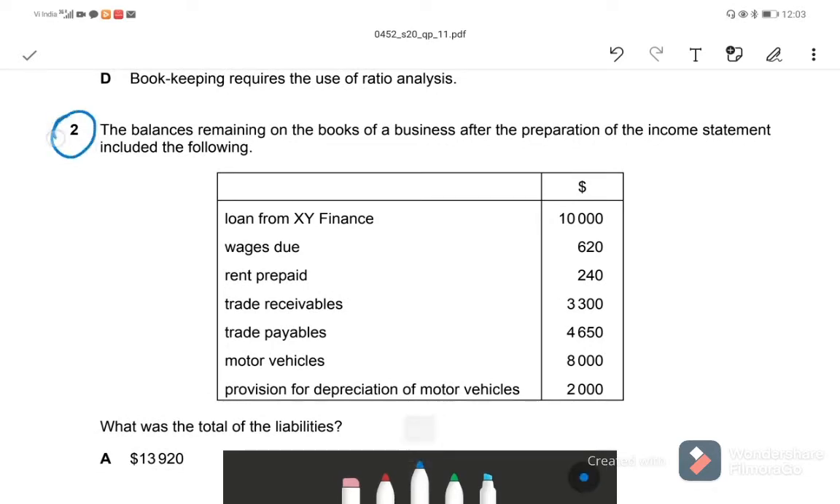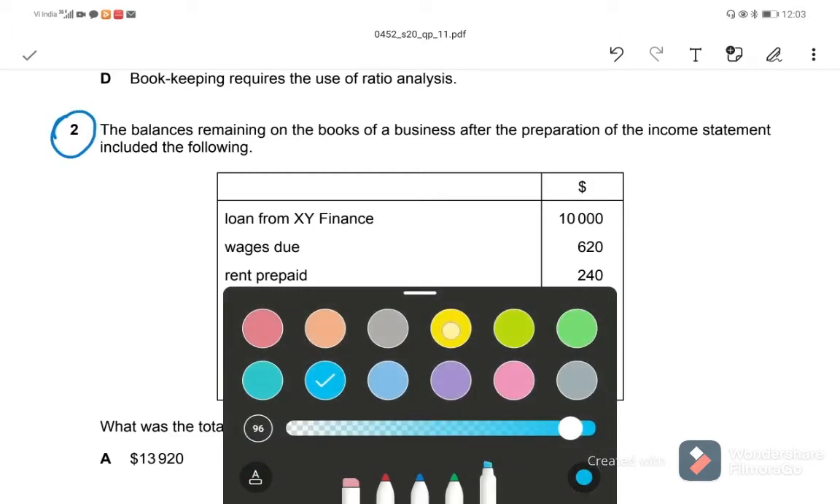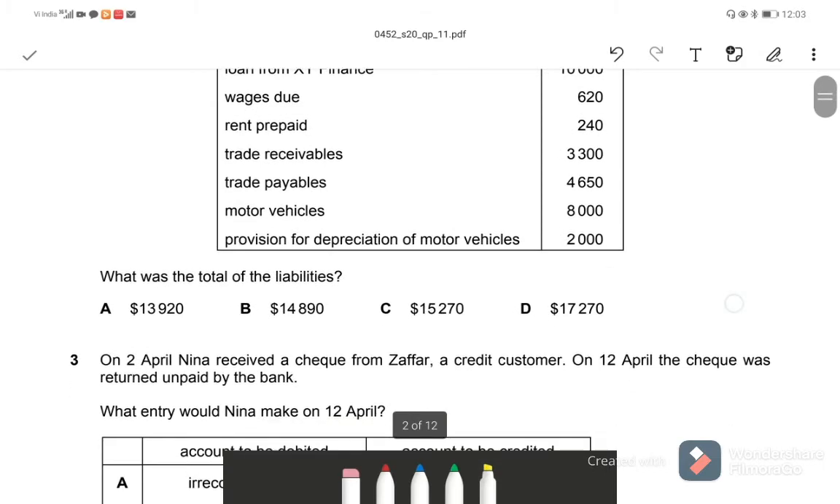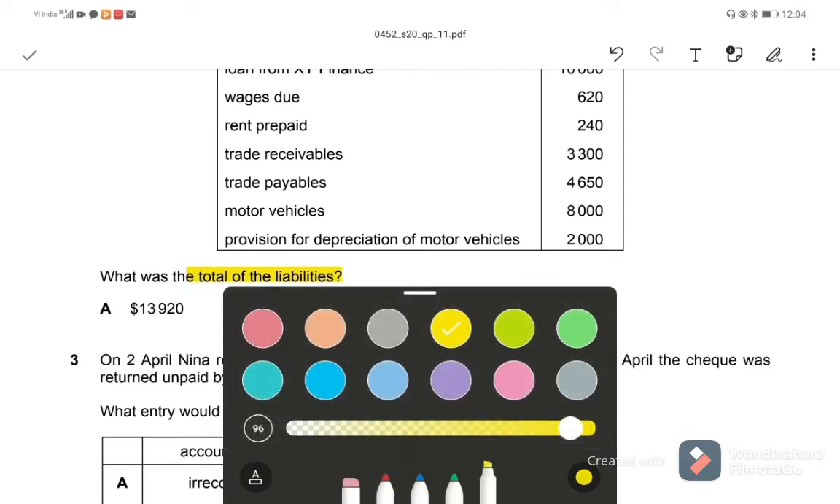Second question. The balances remaining on the books of a business after the preparation of the income statement included the following. They are given one table, and what is our question? Question is, what was the total liabilities? Total liabilities is equal to current liabilities plus long-term liabilities. So let's check our liabilities.